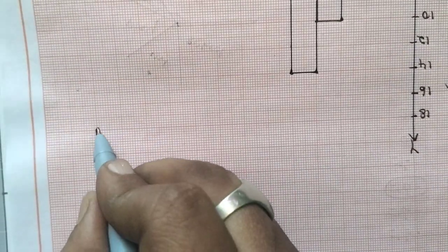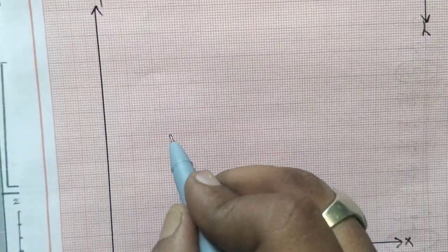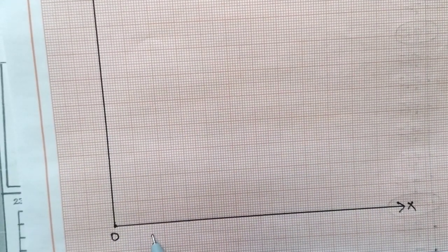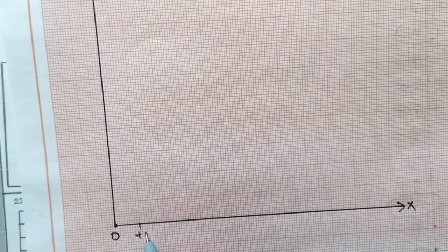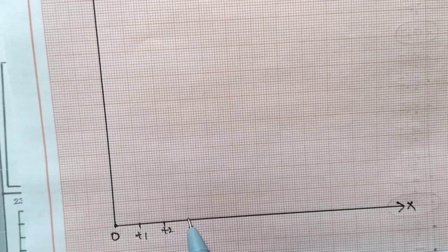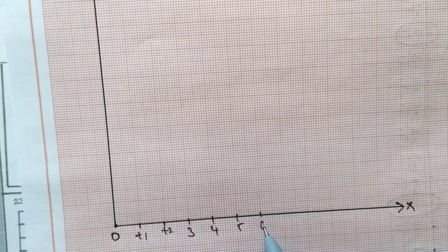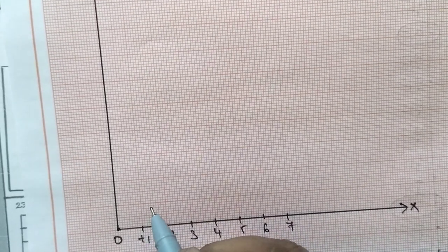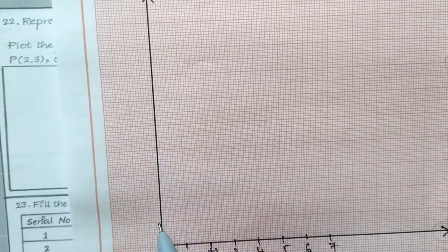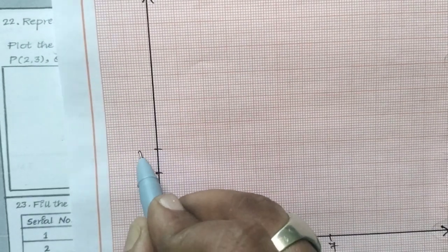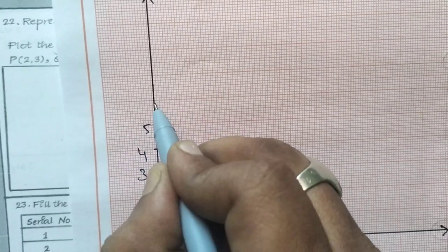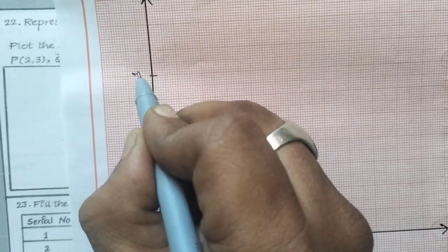So now, this is the x-axis and this is the y-axis and this is the origin. So now here plus 1, plus 2, 2, 3, 4, 5, 6, 7. So here also you mark it on the y-axis: 1, 2, 3, 4, 5, 6, 7.